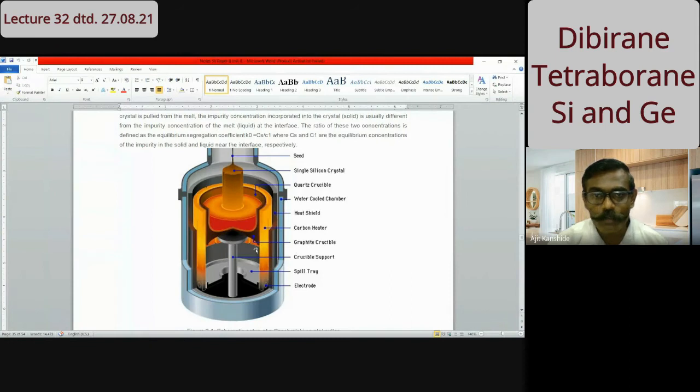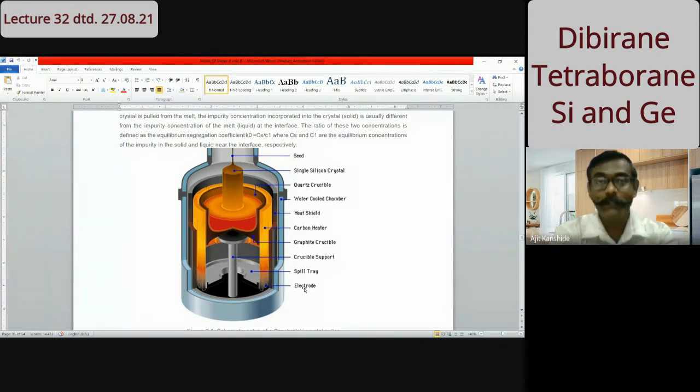See here inside, the graphite crucible is also shown, meaning graphite containers are there. Crucible means container. And here a stand-like arrangement you are finding; it is a support. It is a spill tray, meaning if anything comes out and falls down, that extra material can be removed. For that purpose the spill tray is there. And these are the electrodes. The carbon heater you are finding is related to the electrodes, for heating purpose.